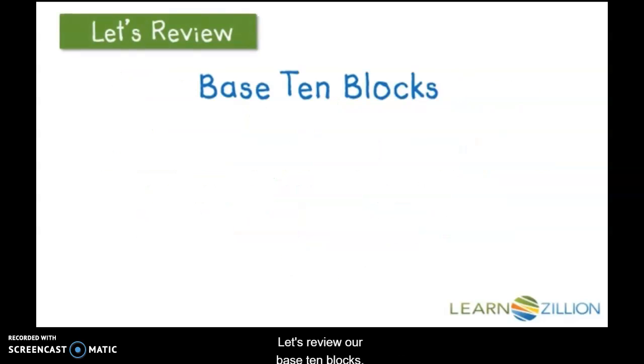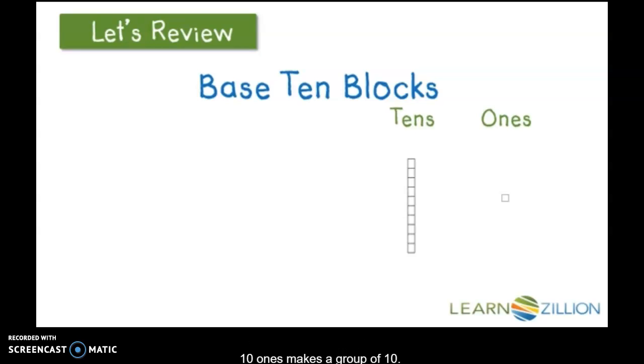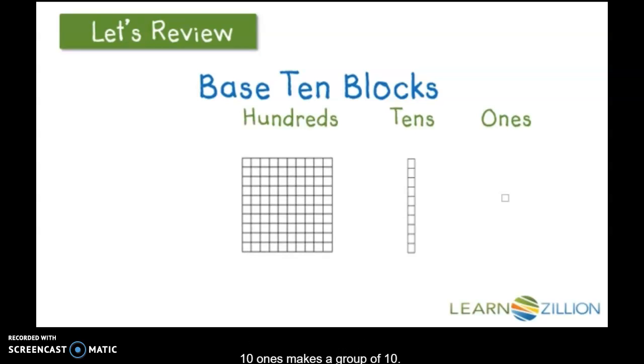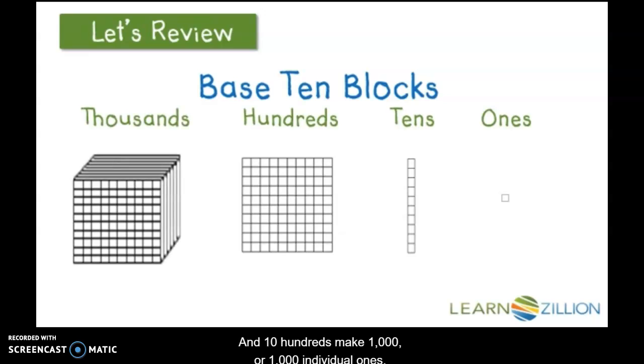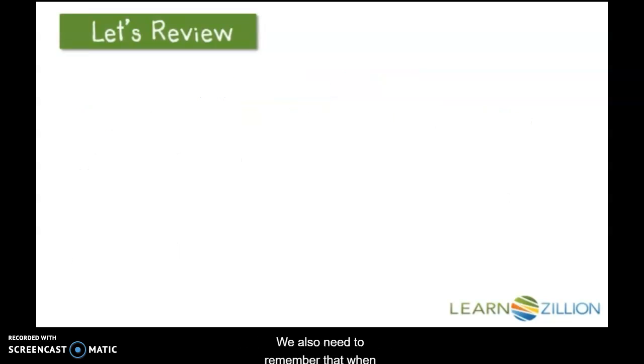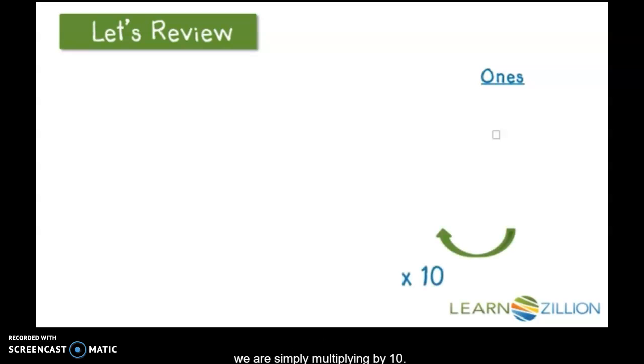Let's review our base 10 blocks. Our ones are represented with individual squares. 10 ones makes a group of 10, 10 tens makes 100, and 10 hundreds make 1,000 or 1,000 individual ones. We also need to remember that when we have ones and create a group of 10, we are simply multiplying by 10. Tens are 10 times larger than ones.